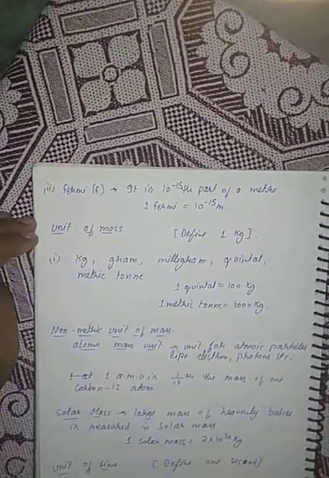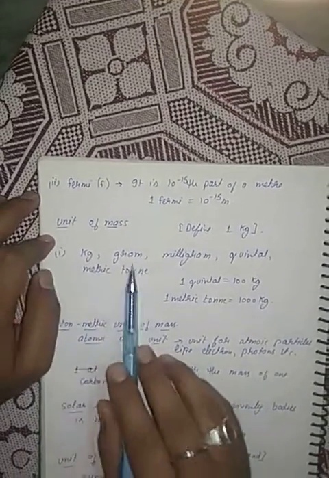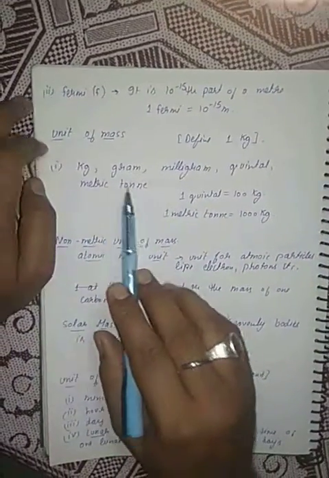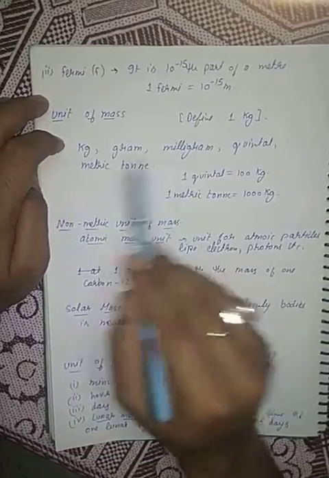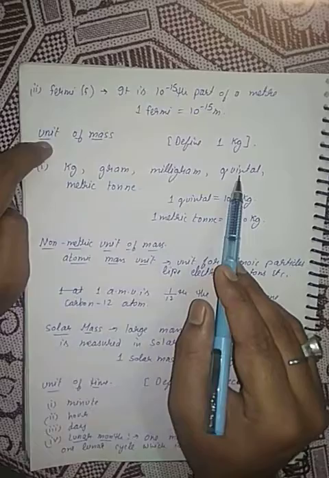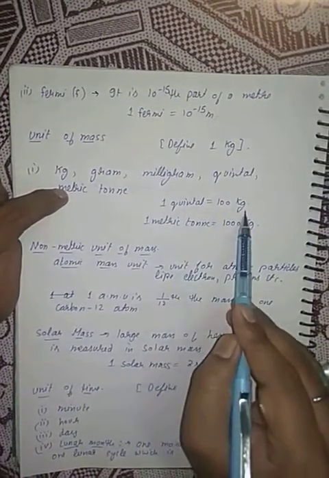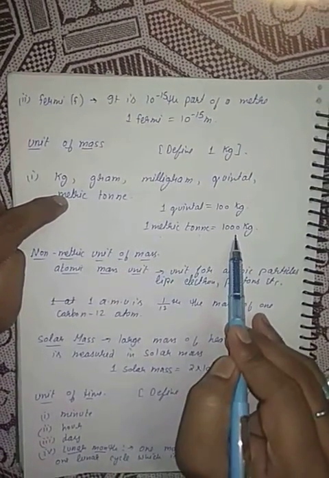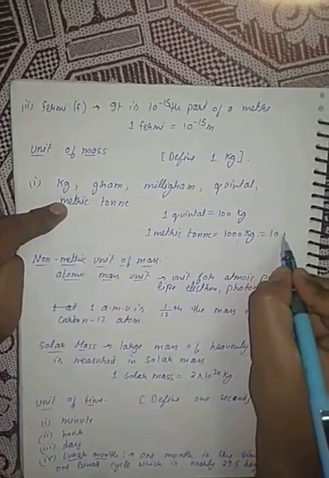Now the next part is units of mass. Kilogram, gram, milligram, quintal, metric ton. See, these are the basic units that you can do easily. 1 kilogram equals 1000 gram. In the same way, quintal and metric ton. 1 quintal equals 100 kg, 1 metric ton equals 1000 kg, and it can also be written as 10 quintal.